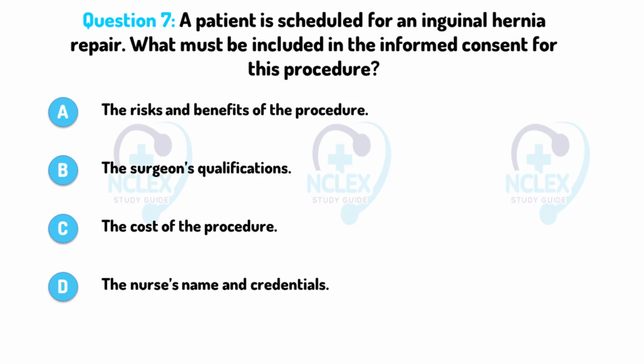Answer. A. The risks and benefits of the procedure. Explanation. Informed consent must include an explanation of the diagnosis, the nature and reason for the procedure, risks and benefits, alternative options, and the risks and benefits of not having the procedure. The surgeon's qualifications, cost, and nurse's credentials are not required elements of informed consent.